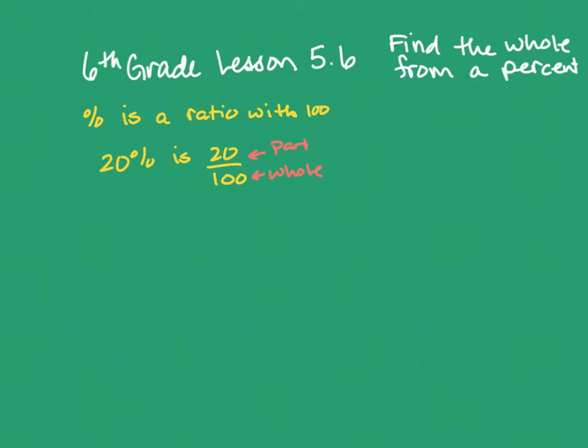So let's first talk about percents. Remember that percent is a ratio with 100. So 20% is 20 out of 100. I think by now you guys are all very comfortable with that. The only thing we're pointing out here is that 20 is the part of the whole 100. So get familiar with part compared to the whole, and we will use equivalent ratios to find parts of the whole in terms of percent. So let's have a look at what I'm trying to say there.